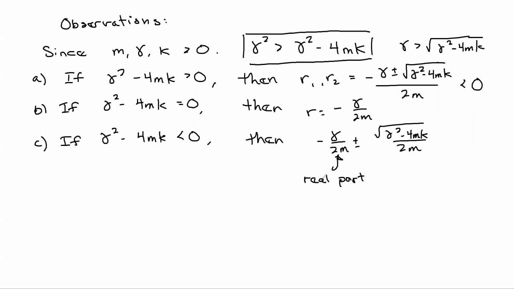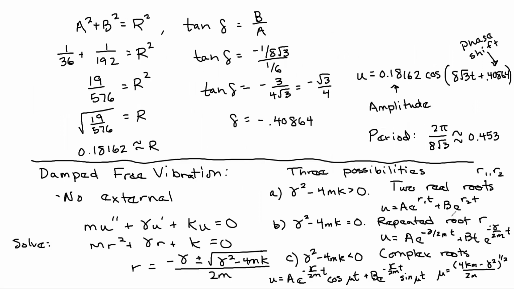And so we have a negative real part to your complex conjugate. So you have a negative real part. So what does that mean? We have R1 and R2 negative in the first case, R negative in the second case, and in the third case, we have a negative real part. So what does that mean? Why does that matter? Go back.